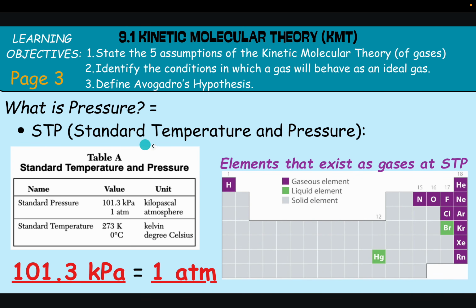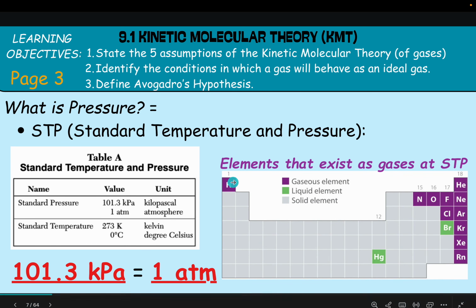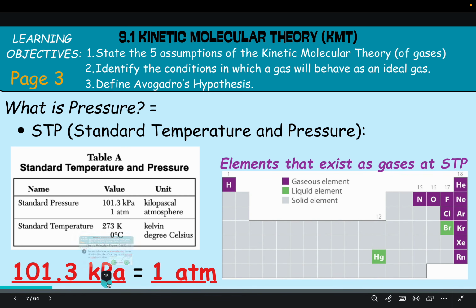So STP is standard temperature and pressure. We've talked about this a bunch, but if you forget, it is always on Table A. So for pressure, 101.3 kilopascals is equal to 1 atmosphere. And then just as a little review as well, these are the elements in purple that exist as gases at standard temperature and pressure. Okay, so at 0 degrees Celsius and 101.3 kilopascals, or at 1 atmosphere.